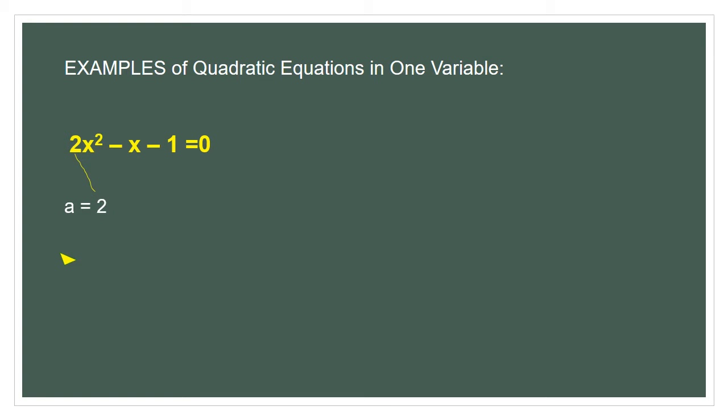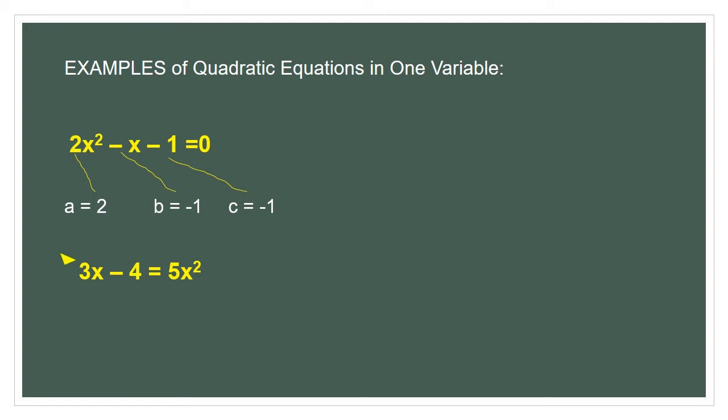So ang a ay makikita doon sa first term kung saan katabi ng x squared yung ating real number. So that is 2. Next, yung b naman ay nasa middle term o yung katabi ng x. So napansin niyo na wala namang kasamang number ang x natin. So ibig sabihin may imaginary na 1 doon. So ang b natin is negative 1. Okay? Then yung c is negative 1. Kung ano yung walang kasamang variable. Okay? Nasundan nyo ba?